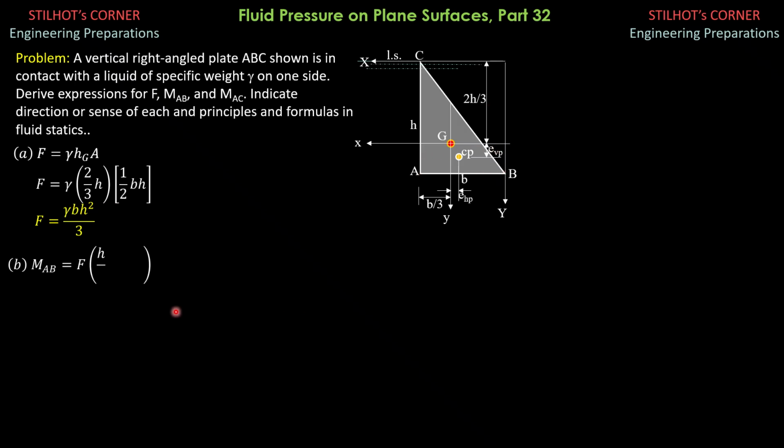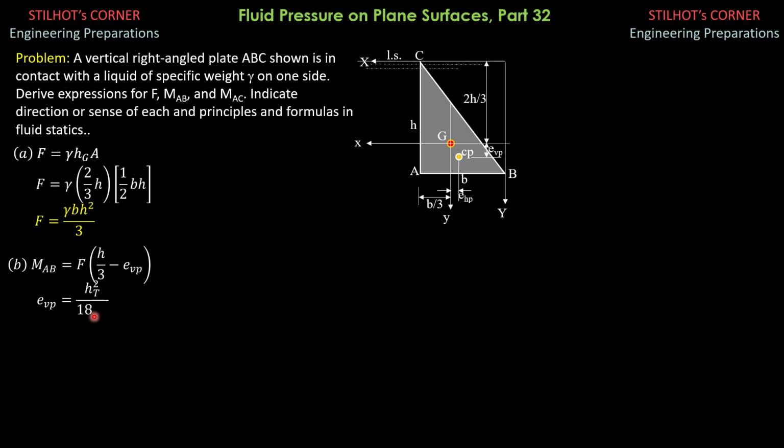So moment AB is equal to F times quantity H over 3 minus EVP. F is already there. Then EVP, the general formula is I_GX sine theta over area times h_g, but it can be reduced from the preceding slides and the derivation to H of triangle squared over 18 h_g.